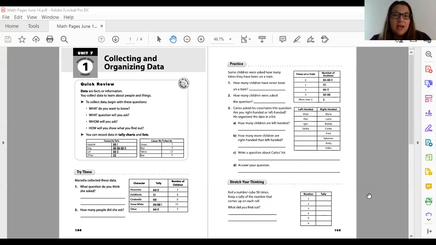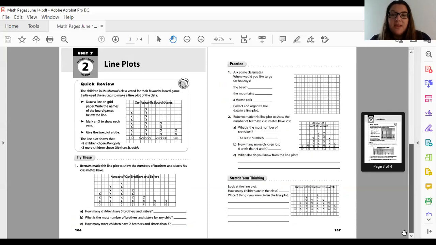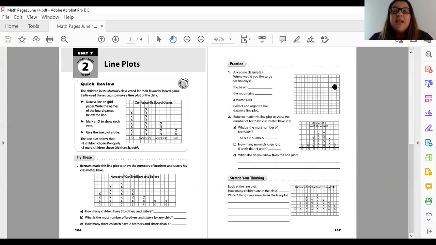So if we look at the next page, this talks about our line plots. Now this one you don't have to do all of the questions because some of them we can't do. So you're going to start with number 1 on page 106. How many children have 3 brothers and sisters? Now remember, you are going to look and see the number 3 at the bottom. There it is. And you're just going to count the X's. Remember, 1 X equals 1 person, and that's where you put your answer.